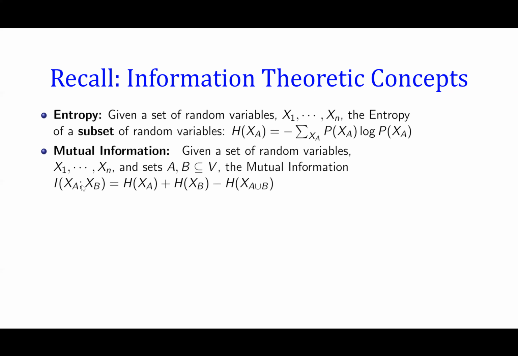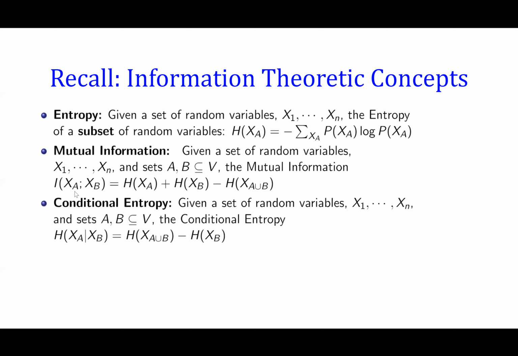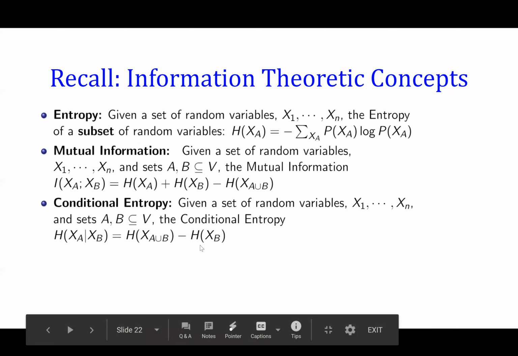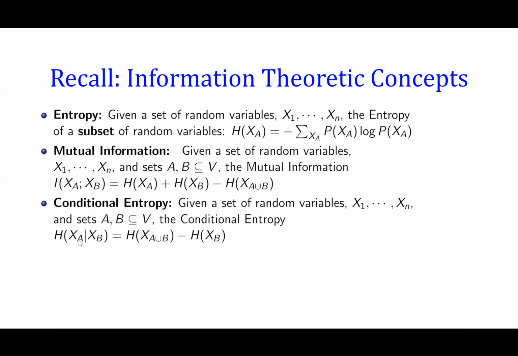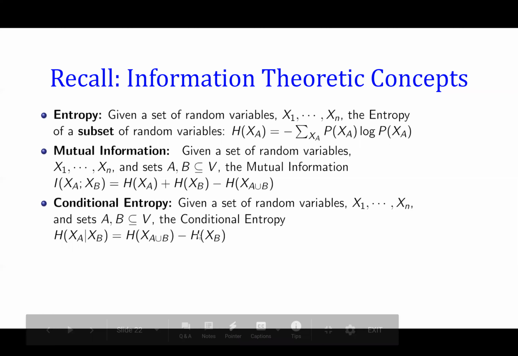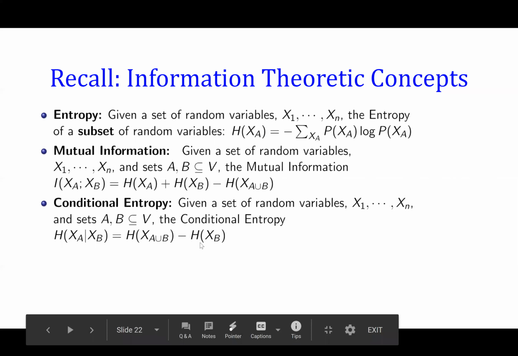The mutual information between two sets of random variables is the entropy of A plus the entropy of B minus the joint entropy of A and B. The third quantity is conditional entropy, which is the entropy of x_A given x_B. So it's the joint entropy of A union B minus the entropy of B.